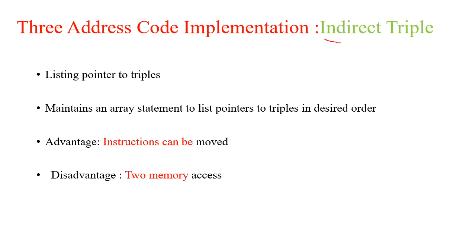Another one is indirect triple. There is an advantage of triple, that is no wastage of memory, but we can't reorder instructions. So indirect triple keeps an array of pointers to triples. Indirect triple means triple plus a pointer array. That pointer array maintains a pointer to the triples. The advantage is that instructions can be moved. The disadvantage is the extra memory access.